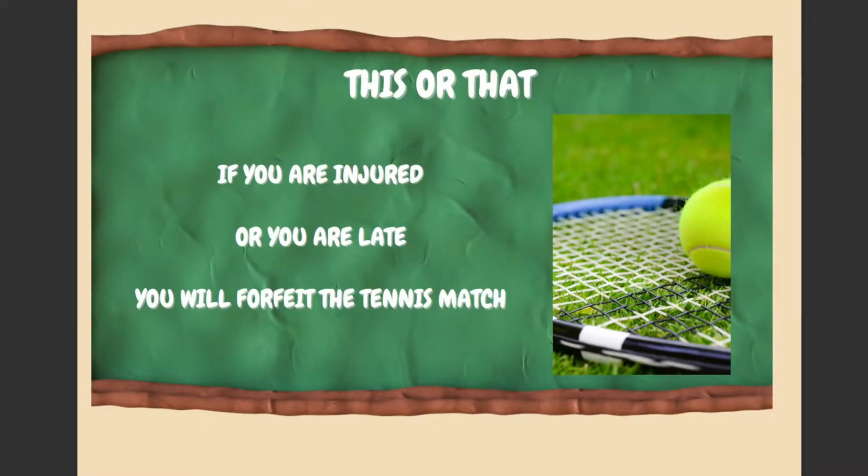And there are cases where we need one condition or another condition to happen for something to get a result. So for example, let's say we have a tennis match. If you are injured or were late, the game is going to be forfeit. We've seen this in professional tennis matches. So if they're injured or they're late to the match, the game is going to be forfeit. So either one of the two needs to happen.